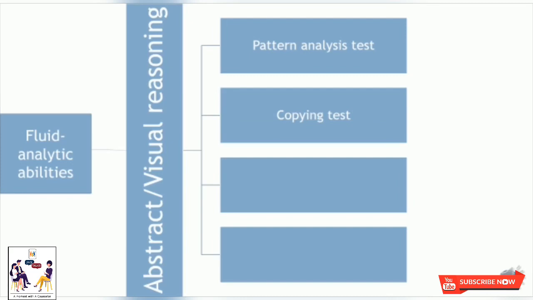The next subtest is the matrices test. In the matrices test, the subject is asked to find a missing pattern in a matrix. They may be given alternatives. They have to select the most appropriate figure which joins or which matches the matrix.